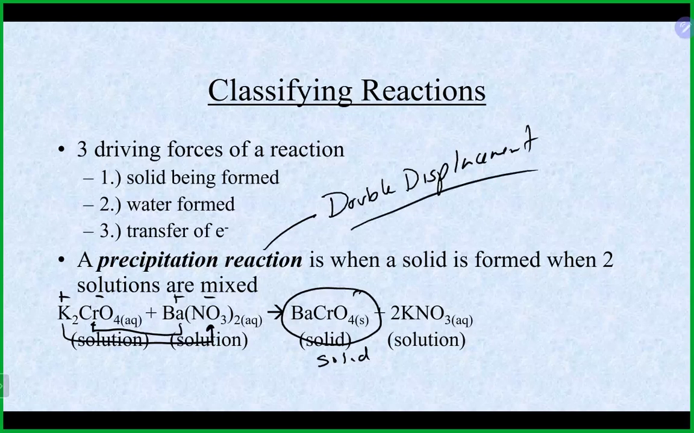There is no change in oxidation states from left to right. If you look at the potassium on the left, it's +1. Potassium on the right is +1. The chromate on the left is -2. Chromate on the right is -2. Nitrate -1 on both sides. There is no change. There's no electrons being transferred in this type of reaction. This is again accounting for basically our solid being formed.